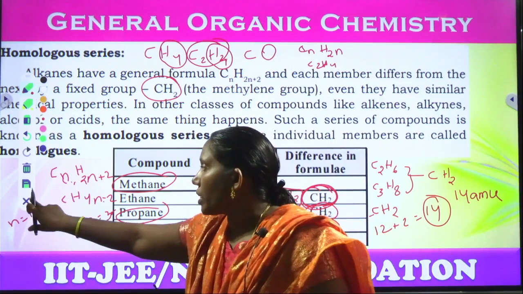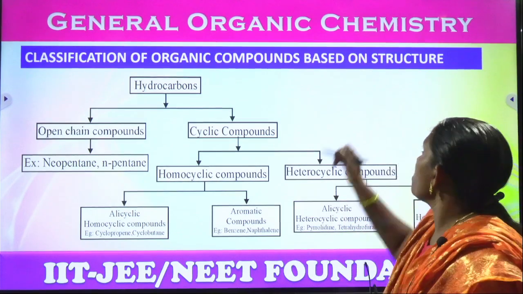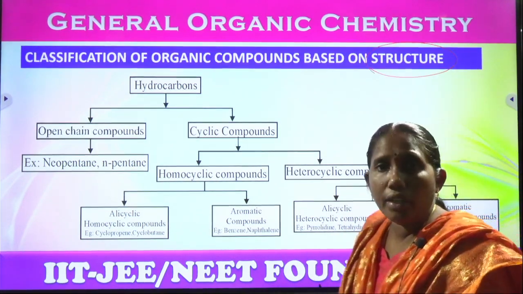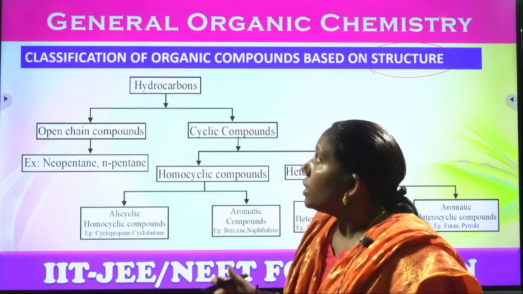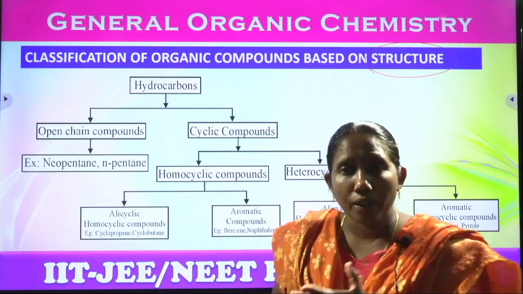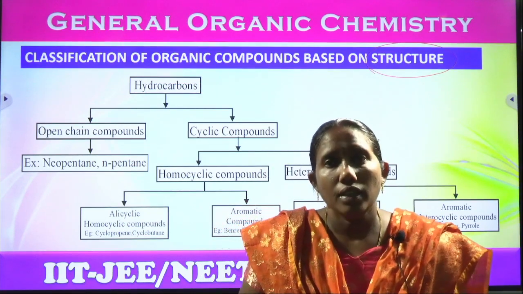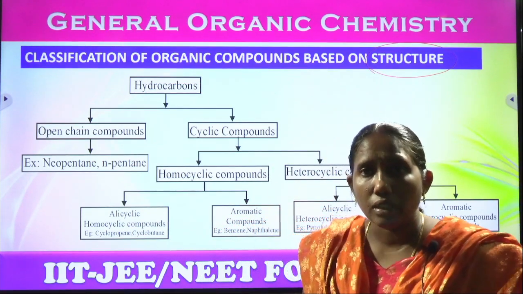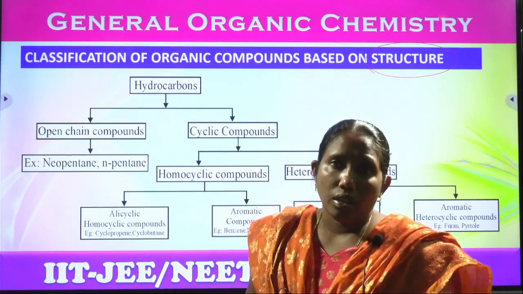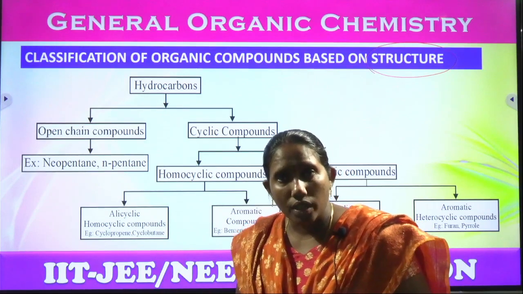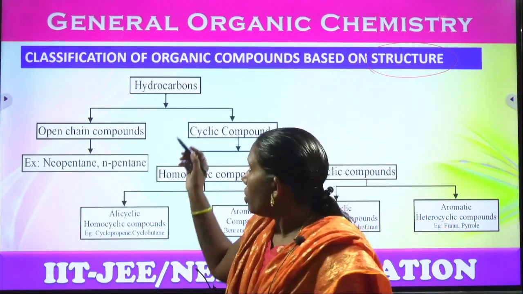So come to the next one. Classification of organic compounds based on structure. Already in the previous session we explained the classification of organic compounds, right? But there we classified hydrocarbons as saturated and unsaturated. Here, the classification of organic compounds is based on their structure, either an open structure or a closed structure. Now this is the flow chart for the classification based on structure.